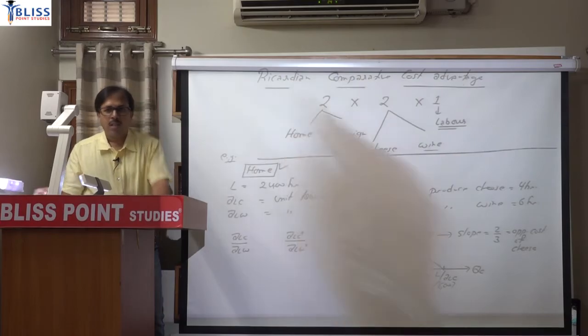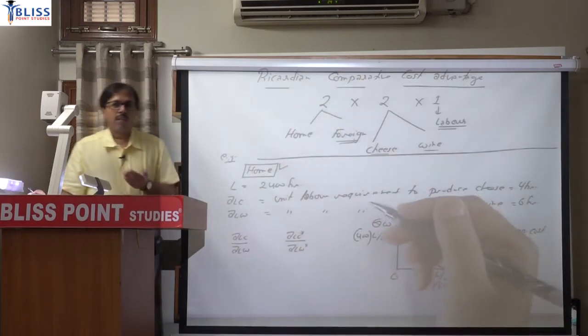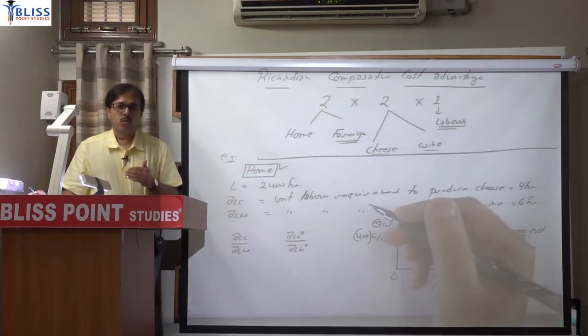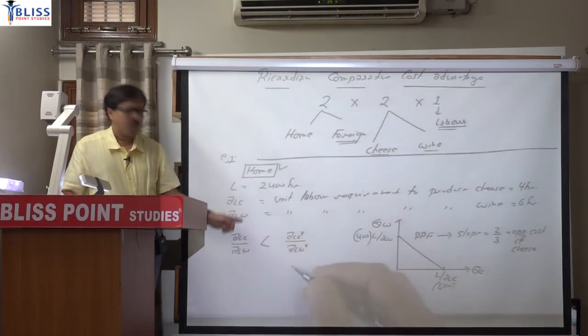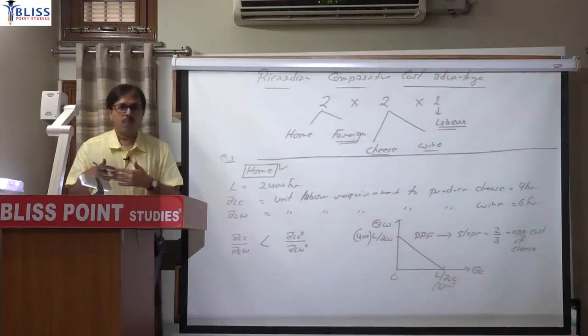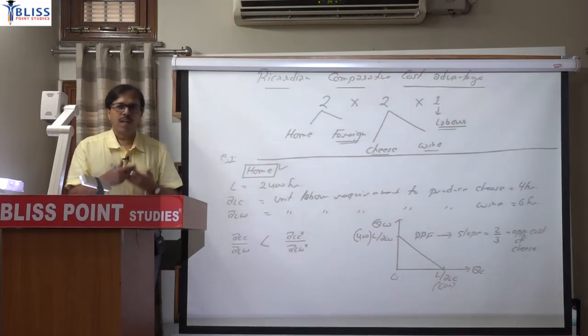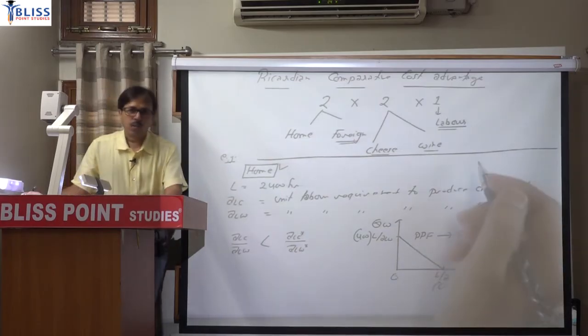This model suggests that a country will have cost advantage in that line of production where opportunity cost will be lower. So if opportunity cost of cheese is less in home country and more in foreign country, then home country will specialize in cheese, home country will produce cheese, and home country will export cheese. And in exchange what home country will import? Home country will be importing the other good.